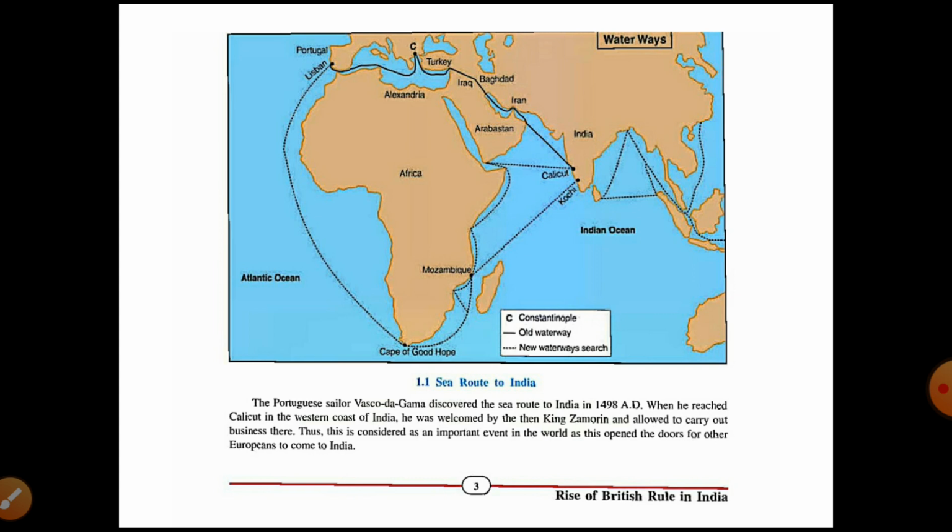Thus this is considered an important event in the world as it opened the doors for other Europeans to come to India. It was a very great event, because other Europeans were encouraged by this, and they also came from Europe to India.